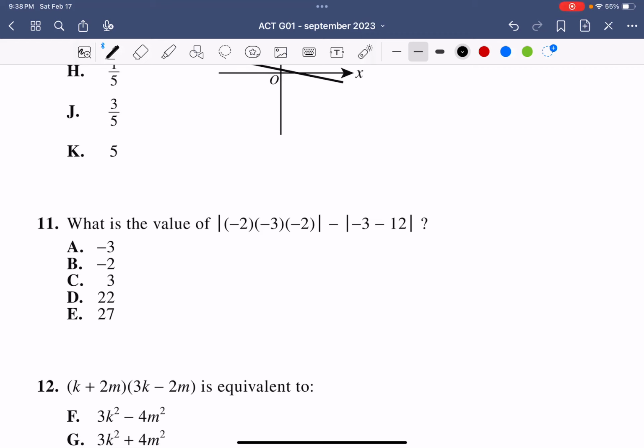Question 11. What is the value of the absolute value, so these are the absolute value bars, of -2 times -3 times -2 minus, and then the absolute value again of -3 and -12. So -3, I should say -12.